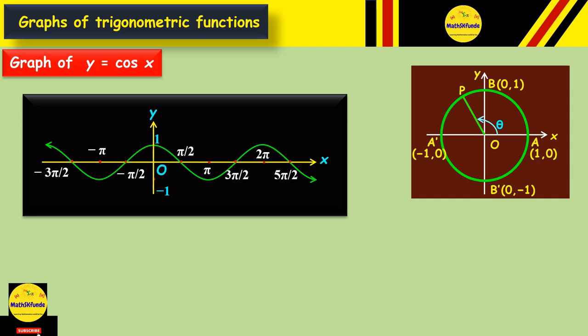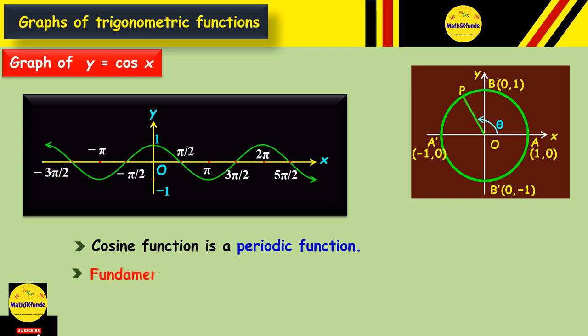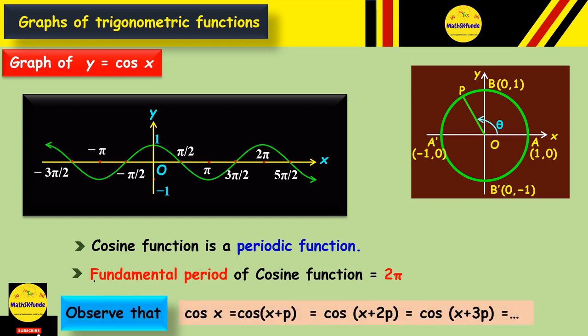Now, some observations we can make about this graph. The first observation is that the cos function, or cosine function, is also a periodic function, like how we saw in case of the sine function. And the fundamental period of this function is also 2 pi. I am saying fundamental period. Larger periods you could also have had, like 4 pi, 6 pi, etc., as I mentioned in case of the sine function. And one general result I can write is that cos x equal to cos of x plus p equal to cos of x plus 2p equal to cos of x plus 3p, etc., where p is the fundamental period. Now this is about the cosine function's periodicity.